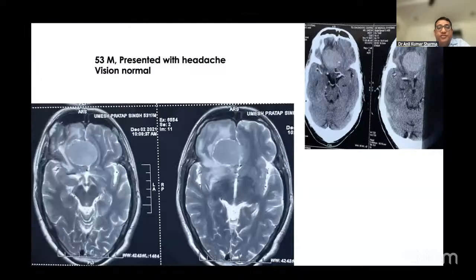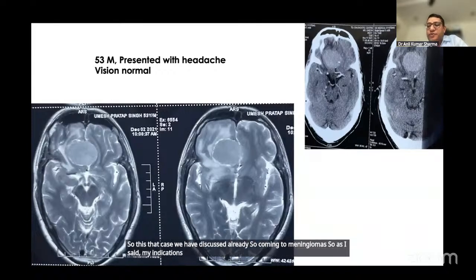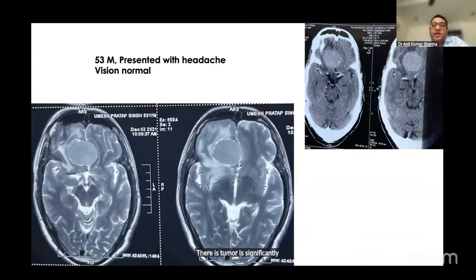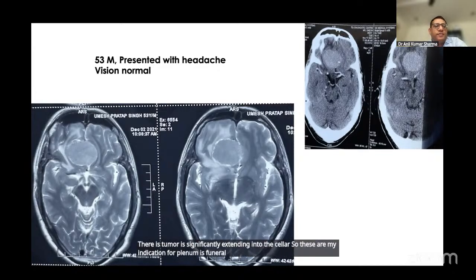So coming to meningiomas. As I said, my indications for an endoscopic approach for meningiomas are when there is medial optic canal invasion, significant retrochiasmal extension, or tumor significantly extending into the sella. These are my indications for planum sphenoidale, tuberculum sellae, or olfactory meningiomas.